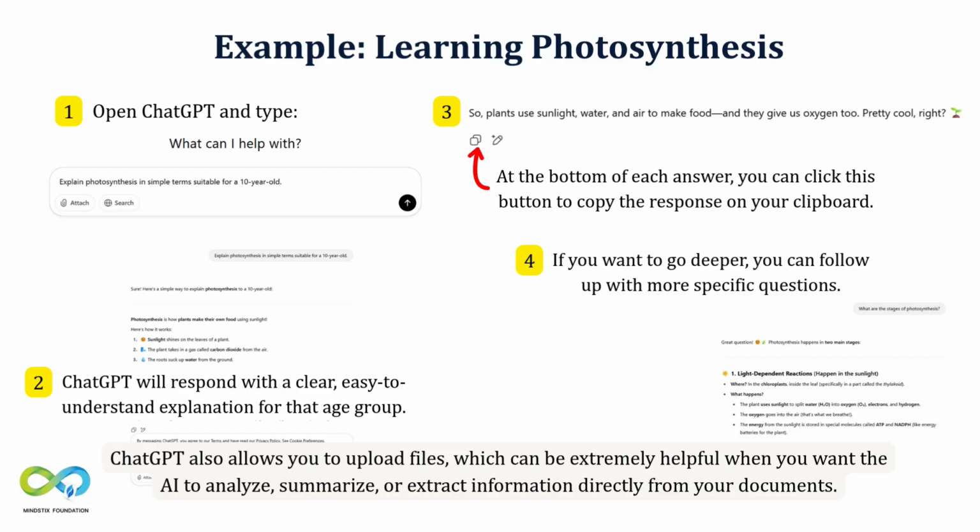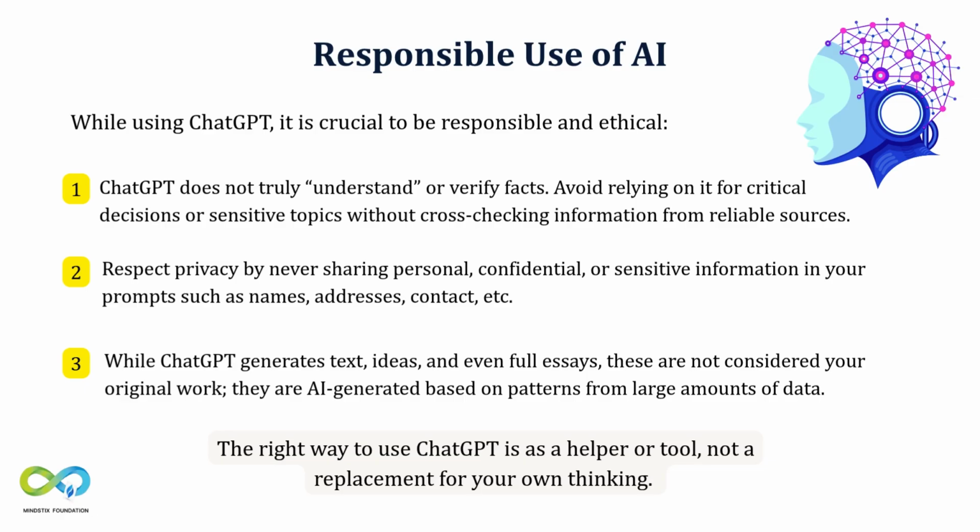It can also help with brainstorming ideas, checking grammar, and giving feedback on your writing. The more specific you are with your prompt, the better the answer from the model is. But while ChatGPT is a powerful learning tool, it's important to use it responsibly. It does not truly understand the information it provides or verify facts in real time, so it should never be your only source. Always cross-check important facts with trusted books or websites, especially for assignments, projects, or decisions that matter.